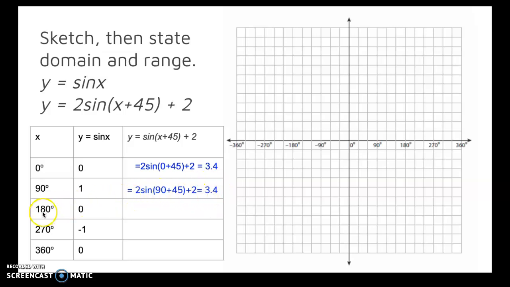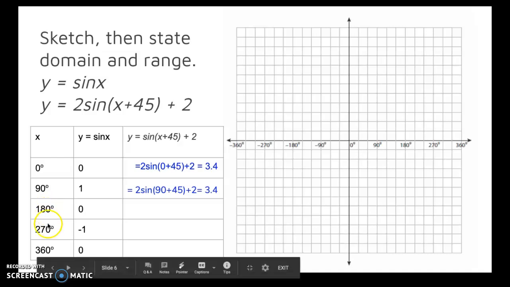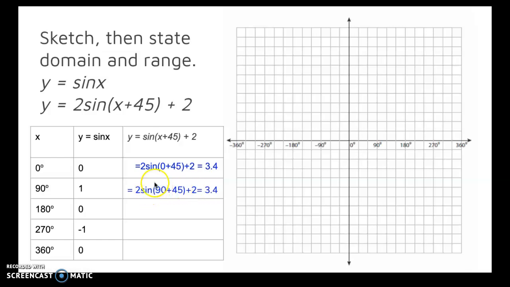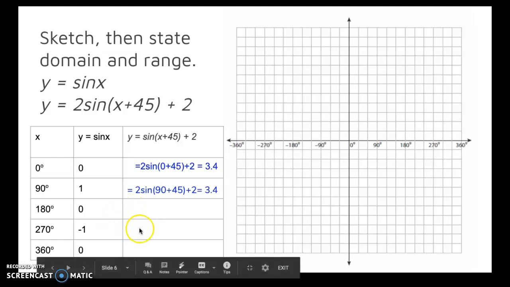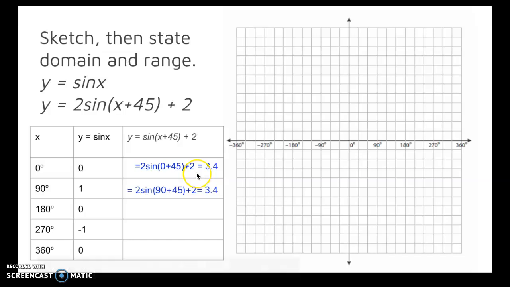Okay. We're going to do the same with the last 3 angles here. I'm not going to write it out like this, but you just need to know that this time you're going to put your x as 180, and then the next one, the x is going to be 270, and the x is 360. And here are the answers for those. So at 180, our new y is going to be 0.6, 270, 0.6, 360, it's back to 3.4.